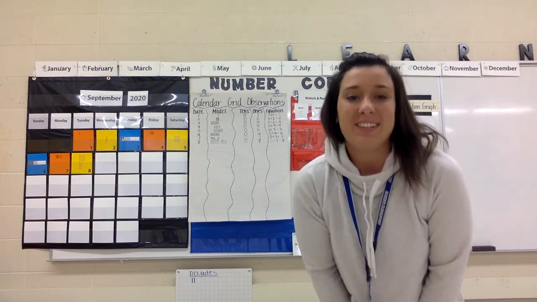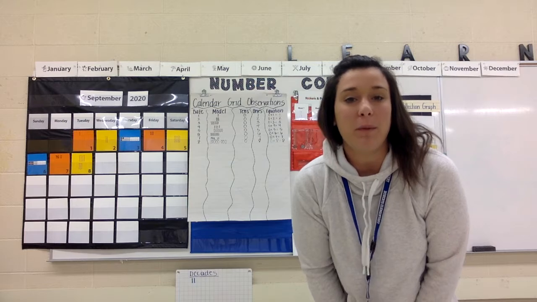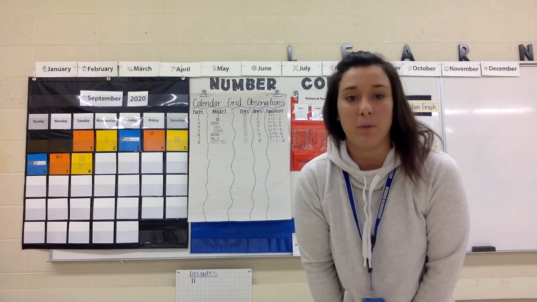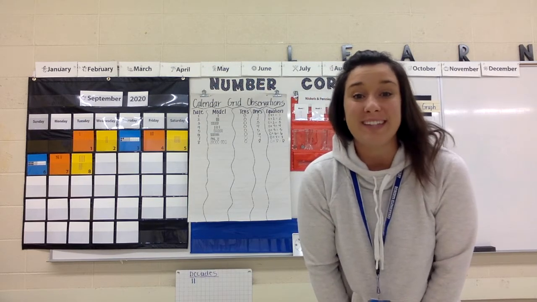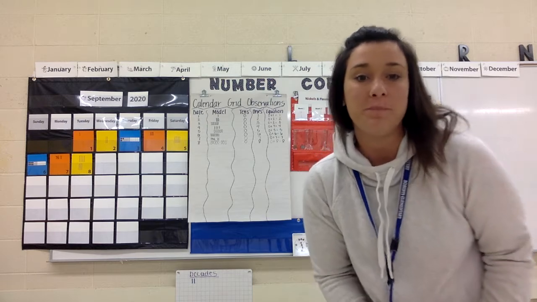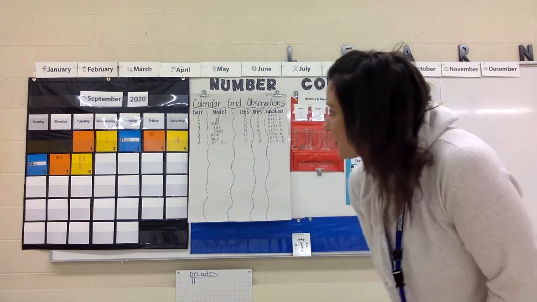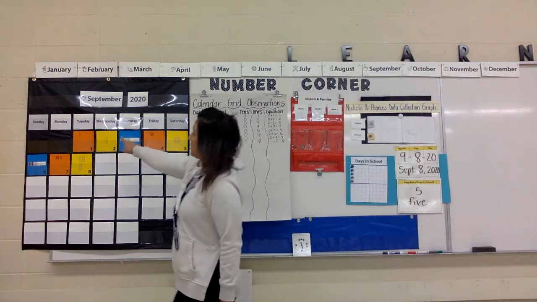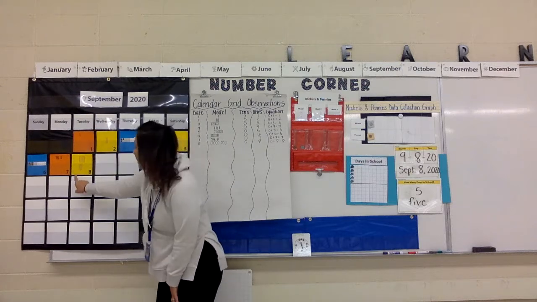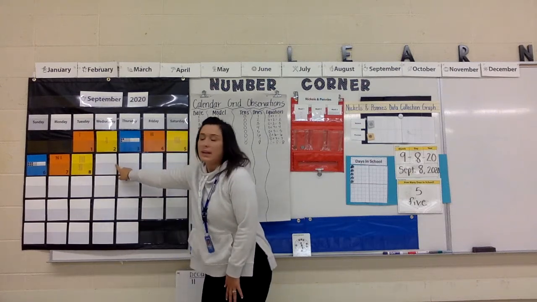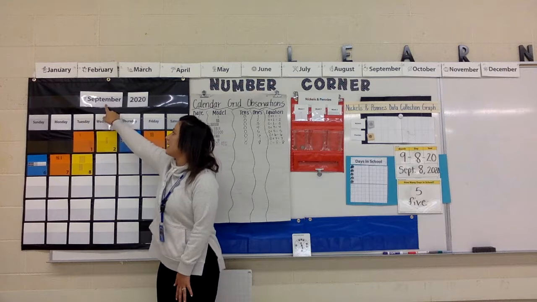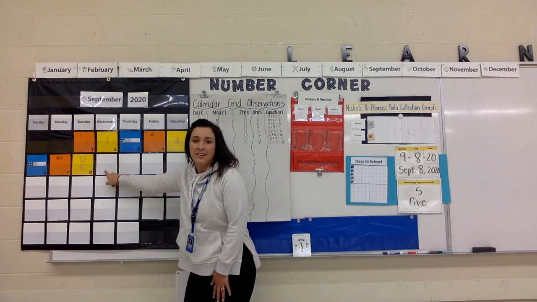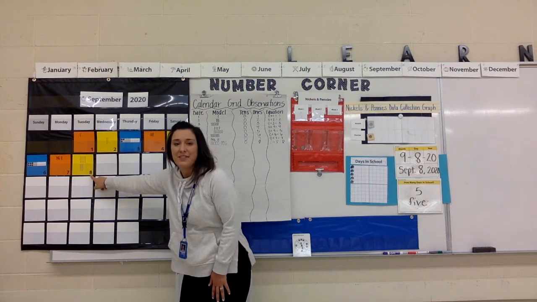Today is another day of Number Corner. And remember, we do this every day right away in the morning. So today is Wednesday, and you are watching it from home. Yesterday it was Tuesday, September 8th. So today would be Wednesday, September, what number comes right after 8?